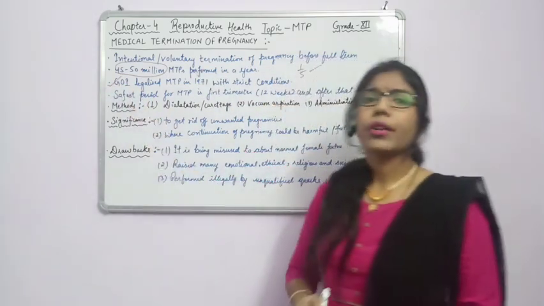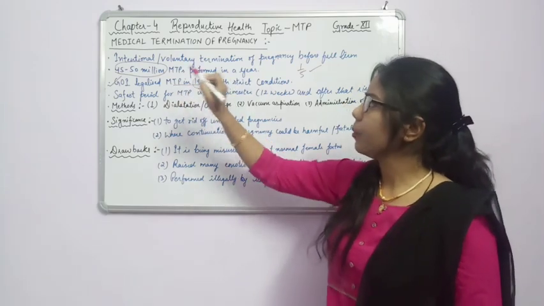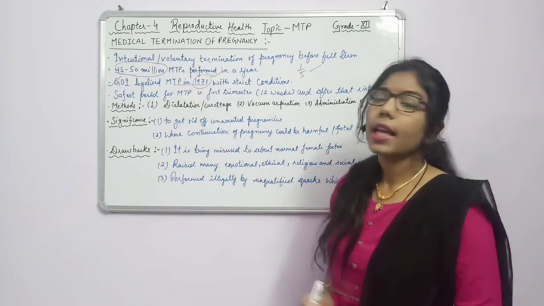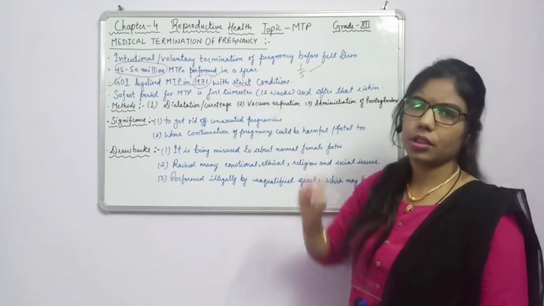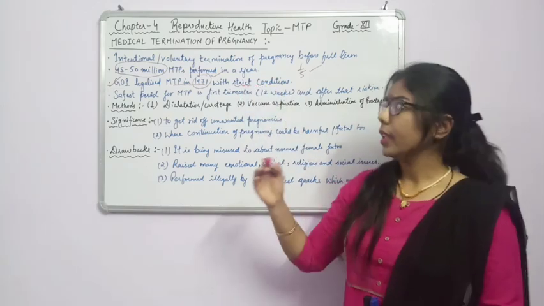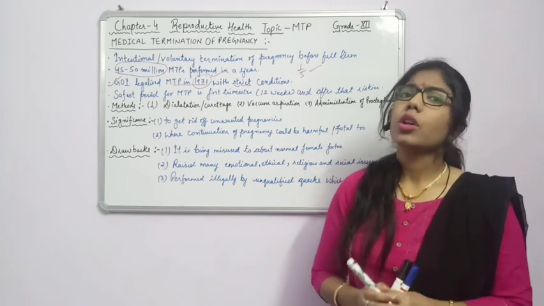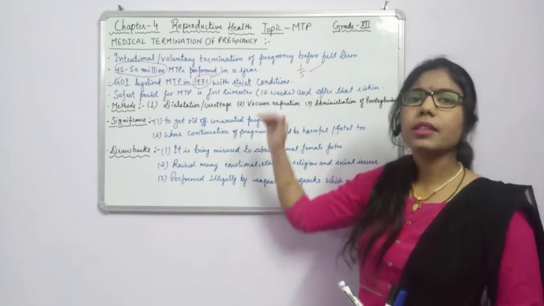Now the government of India legalized this MTP in 1971. This data is very important. So in 1971, the government legalized this MTP with a strict condition. So here what is the meaning of strict condition? See, whenever there is a technique, people are also misusing it. Fine. So to control this misuse, the government said that there should be a strict condition.